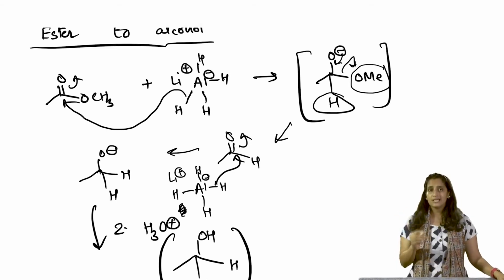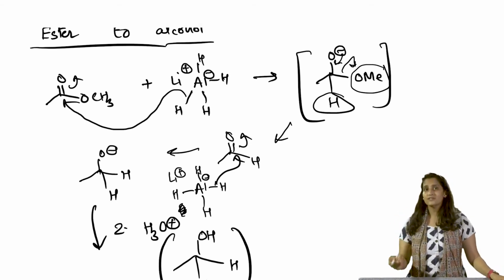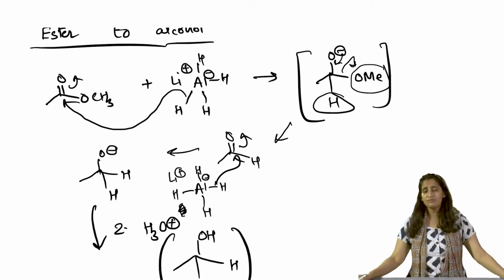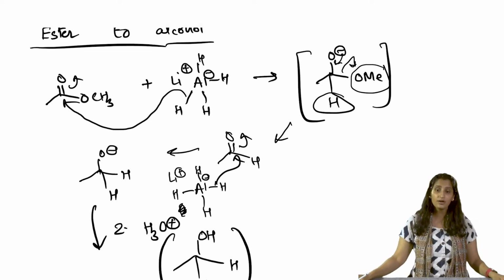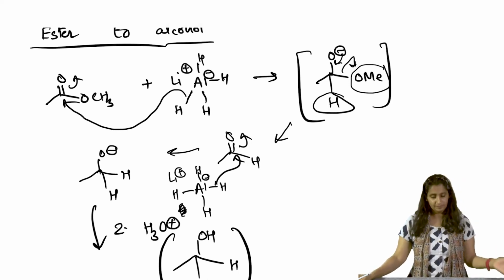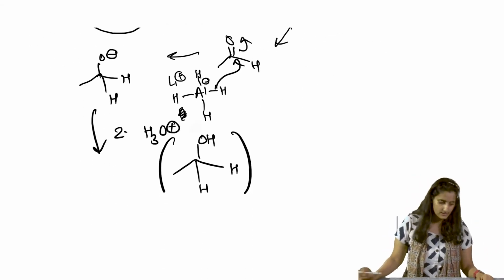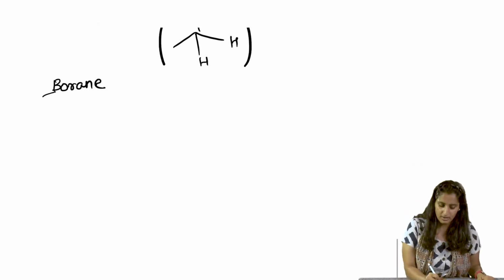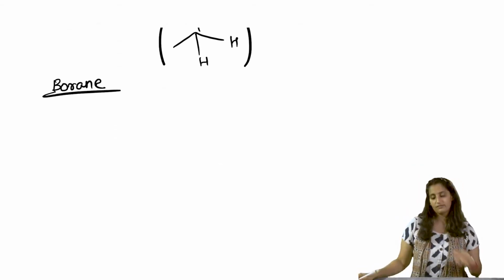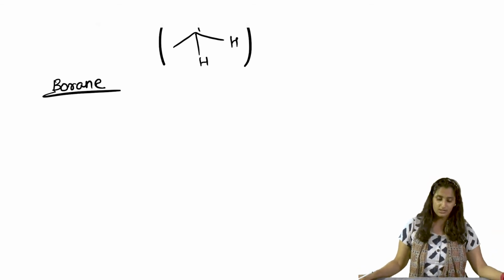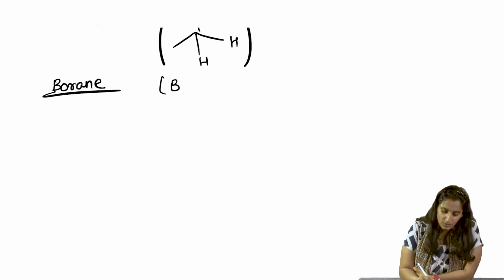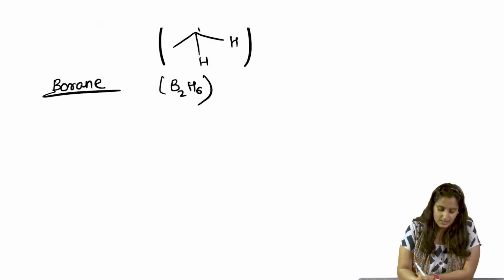On the other hand, to selectively reduce ketones and aldehydes, we do not need to use such a strong reagent. We use milder reagents like NaBH4 for reducing the ketones and aldehydes. The other reducing agent I want to discuss is borane. So, borane, we have looked at it when we were doing hydroboration and oxidation in the case of alkenes. Now, here borane as a reducing agent, borane is BH3 or it exists as B2H6, we know.